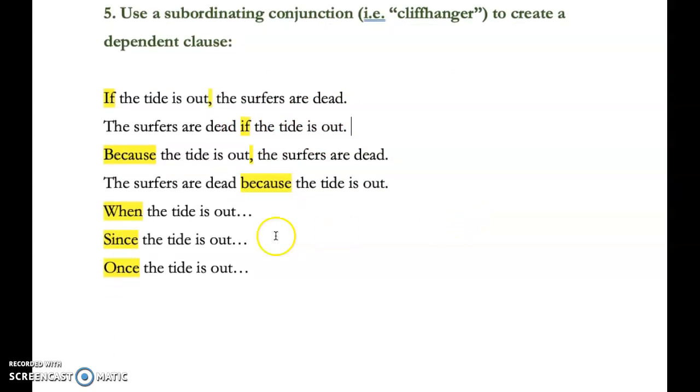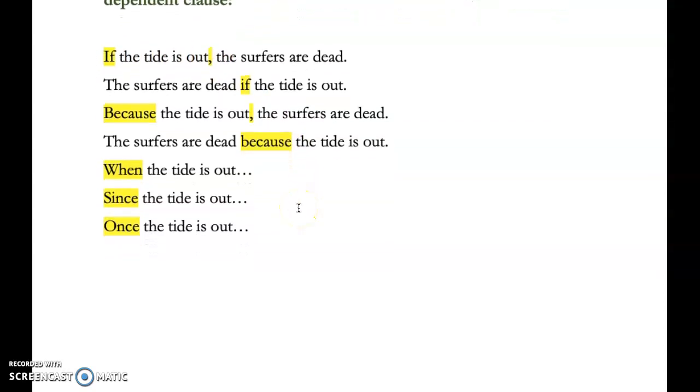Here's another example. Because the tide is out, there's my cliffhanger word, so there's my comma, the surfers are dead. Or flip it, the surfers are dead because, no comma, the tide is out. The way that I think about this is that you have to put something in between these two complete sentences. You could put the cliffhanger, or you could put the comma, but you don't put both. Some other examples. When the tide is out, something, something. Since the tide is out. Once the tide is out.